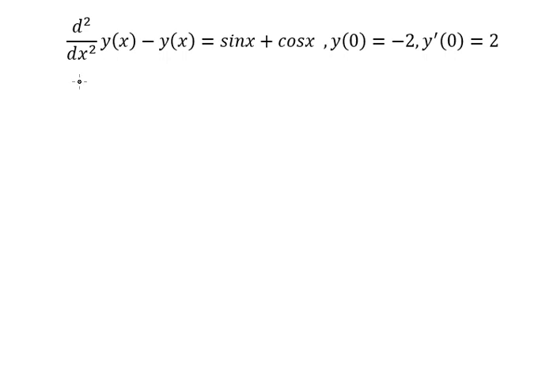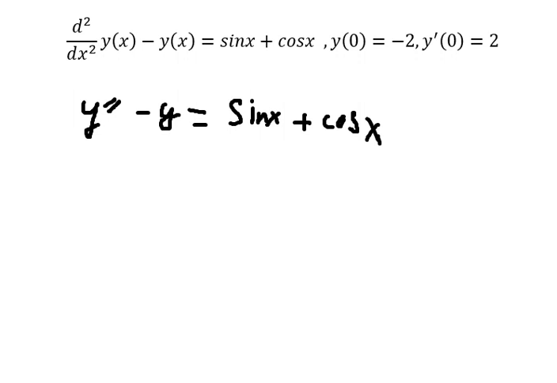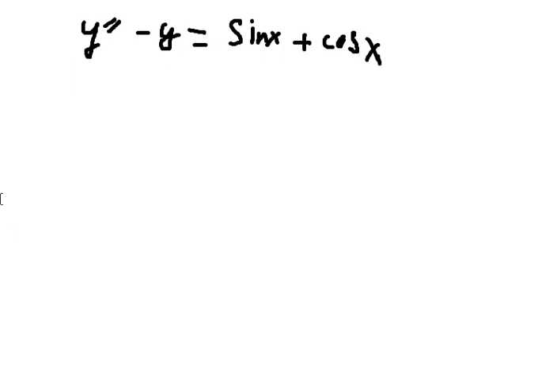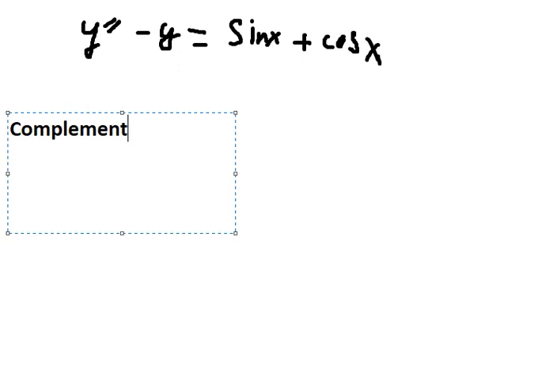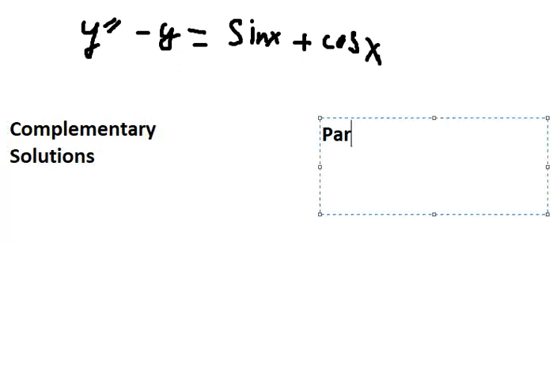So today I will show you how to answer this one. We know that this one is about the second derivative of y. This one is about the original y. And we put sin x and cosine x. For this one, we need to create complementary solutions and particular solutions.